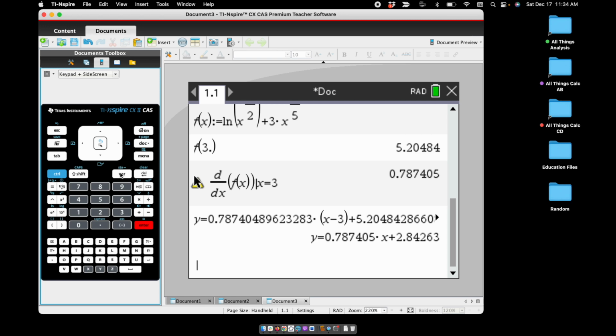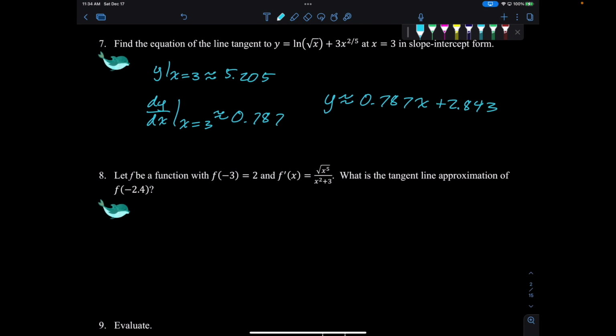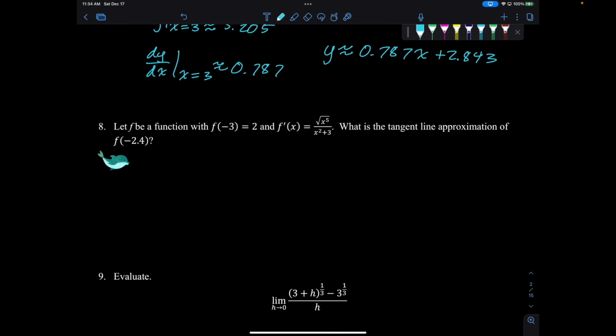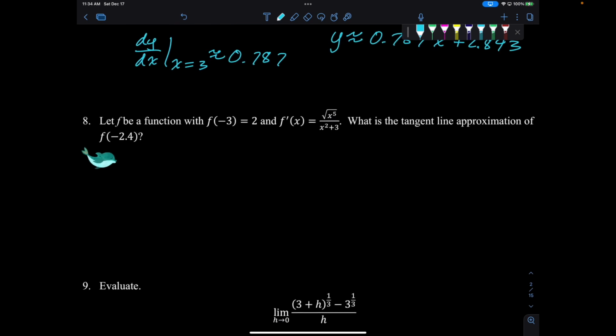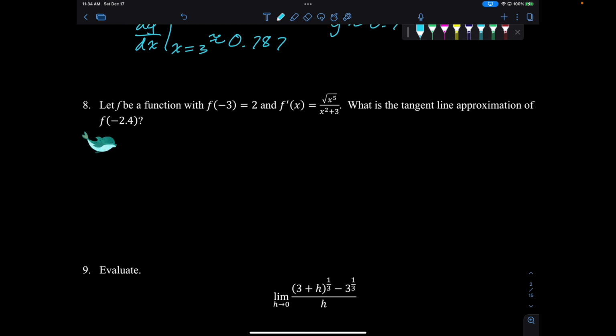All right, let's go back. So this one's also a calculator question. We want, let f be a function with f of -3 is 2. F prime is the square root of x to the 5th over x squared plus 3. What is the tangent line approximation of f of -2.4? All right. So on a calculator question, I would probably just do this on my calculator, get an answer, and move on if it was multiple choice or a short answer. But if I have to show work, I need to kind of do stuff.